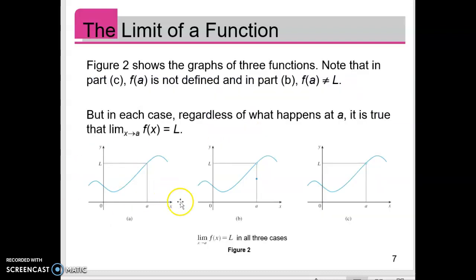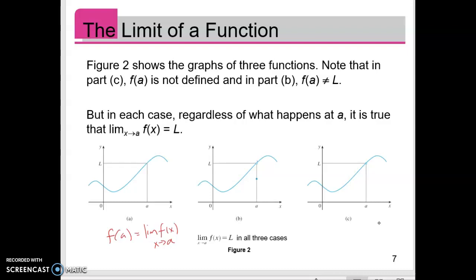And here we have a couple cases where the limit as x approaches a is always L. Here your function is well defined, right? In this case, the output is equal to the limit as x approaches a. Right? That is, f of a and the limit are the same. Those two y values are the same.